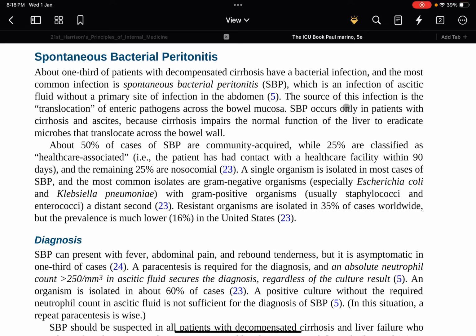Spontaneous bacterial peritonitis occurs only in patients with cirrhosis and ascites, because cirrhosis impairs the normal function of the liver to eradicate the microbes that translocate across the bowel wall. About 50% of cases of spontaneous bacterial peritonitis are community acquired, while 25% are classified as healthcare associated. That is, the patient had contact with a healthcare facility within 90 days, and the remaining 25% are nosocomial.